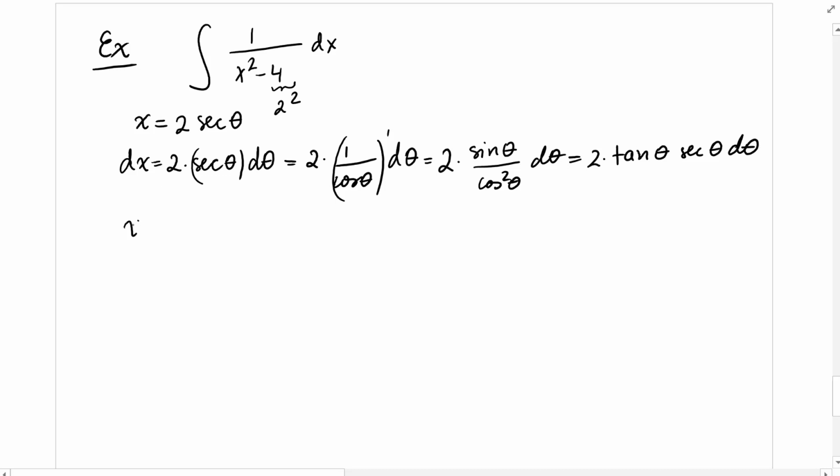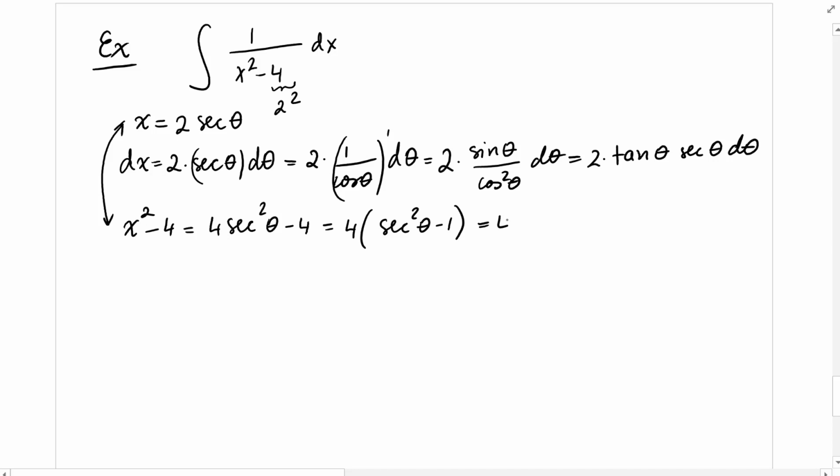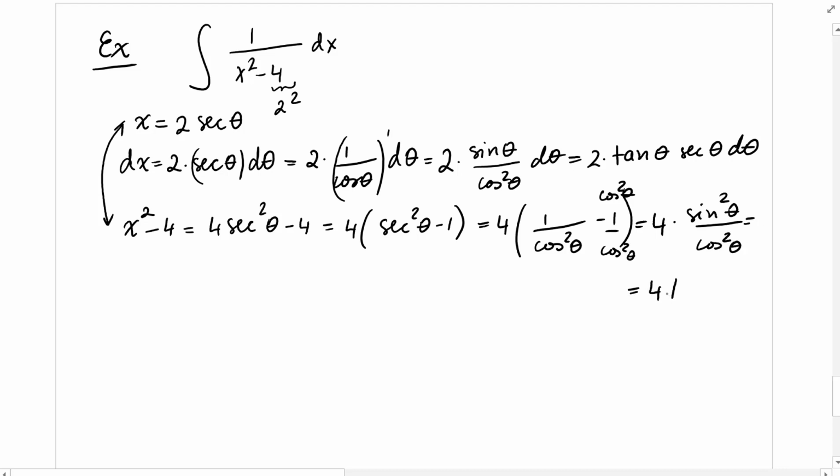Another thing that we want to know is what's x squared minus 4 using this substitution. So if we replace x with 2 secant theta, it's going to be 4 secant squared theta minus 4. Factor out the 4, secant squared theta minus 1. Secant squared is 1 over cosine squared of theta, minus 1. We can do the algebra here, and if we multiply by cosine squared of theta over cosine squared of theta, we get sine squared of theta over cosine squared of theta, which is 4 tangent squared of theta.